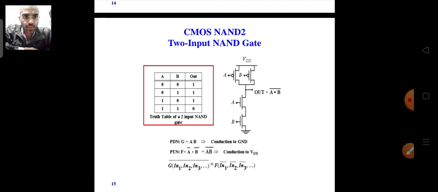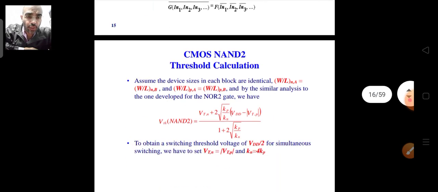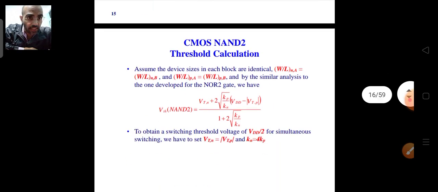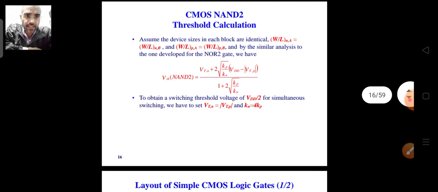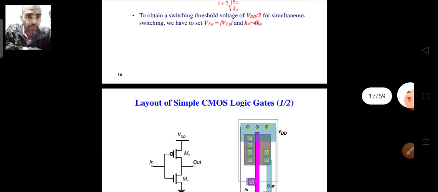Using the same logic as we used for the PMOS, you will find the threshold voltage of your NMOS comes something like this. Here the difference is that there it was 1 by 2, now it becomes twice. This 2 comes from the number of transistors you use. If you use a 4-input NAND gate, then that number will be 4. And similarly you can find it by the equivalent method as well.